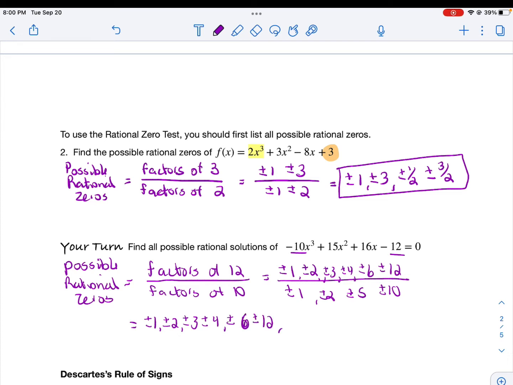Now I'm going to divide all of the numerator terms by 2. But when I take plus or minus 2 divided by 2, that's 1, but I've already written 1, so I skip over that. Same thing with the 4. 4 over 2 is 2, which we already have. 6 over 2 is 3, we already have. 12 over 2 is 6, we already have that.